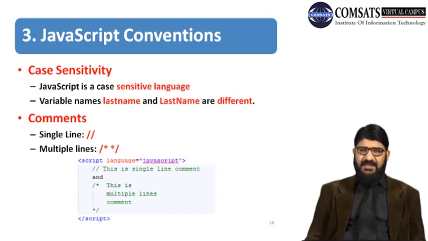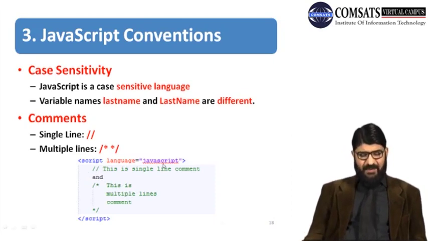How to put comments in JavaScript? If you want to put a single line comment, you can use two consecutive forward slashes. But in case you want to put multiple line comments, then you have to mention a forward slash with a star, then all the code or lines that you want to comment, and again in the end you have to mention the star with a slash. So let's see the comments code.